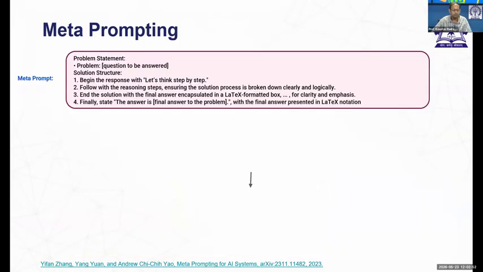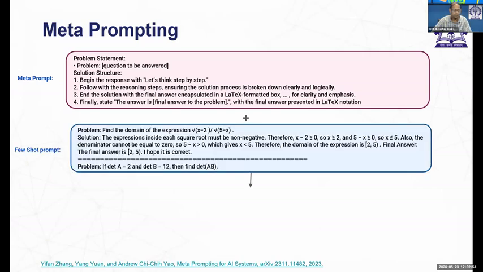Now, what is the meta prompt? Suppose I am giving a few-shot prompt along with this meta prompt. The problem is: find the domain of the expression square root of (x minus 2) over square root of (5 minus x). So what is the solution that I am specifying for the model? The expressions inside each square root must be non-negative. So x minus 2 is greater than or equal to 0, so x is greater than or equal to 2. 5 minus x is greater than or equal to 0, so x is less than or equal to 5. Also the denominator should not be equal to 0, so x is less than 5. So the domain of the expression is basically [2, 5). It should contain 2, and go up to 5, excluding 5. The final answer is this.